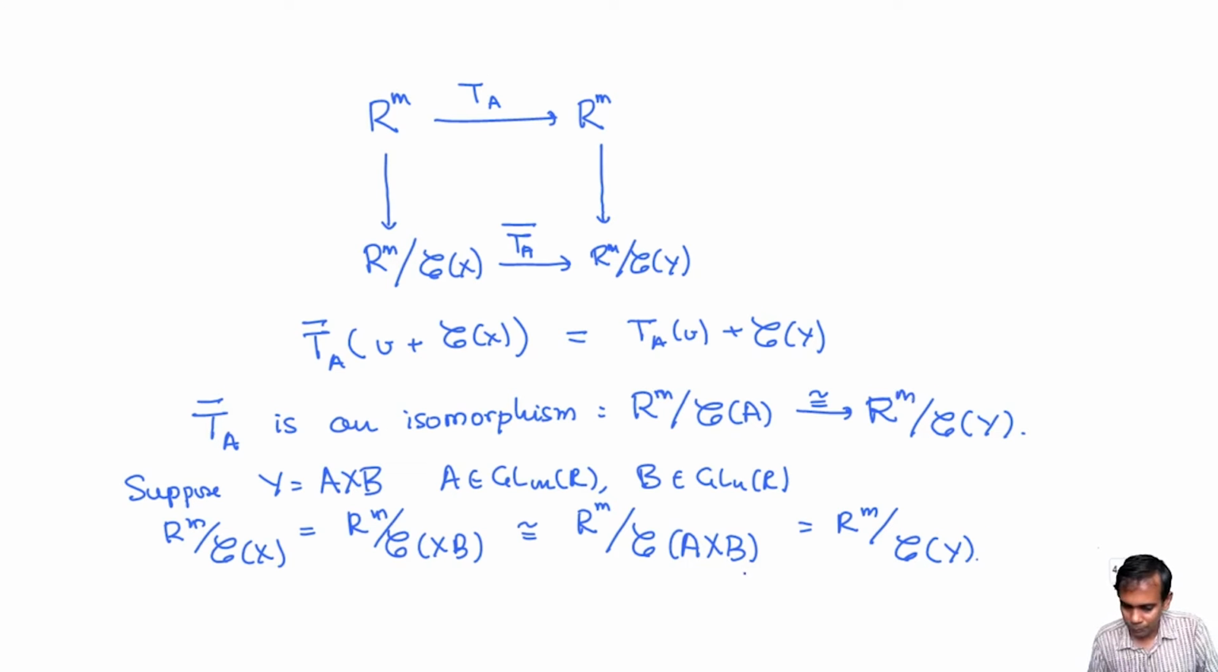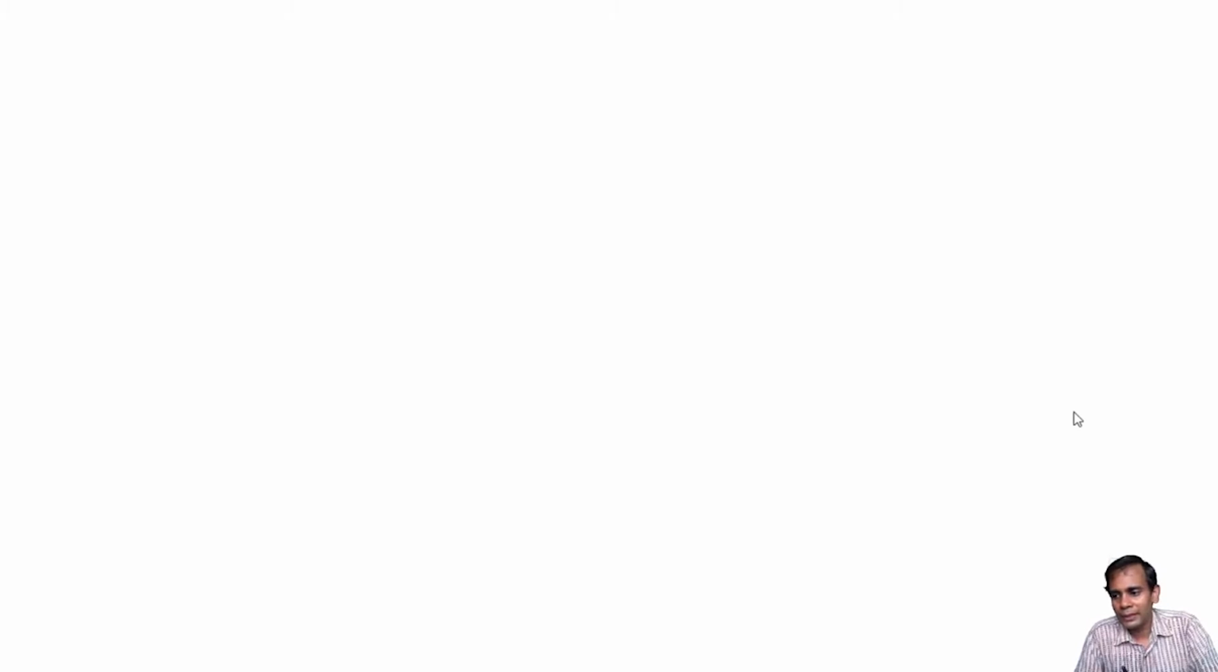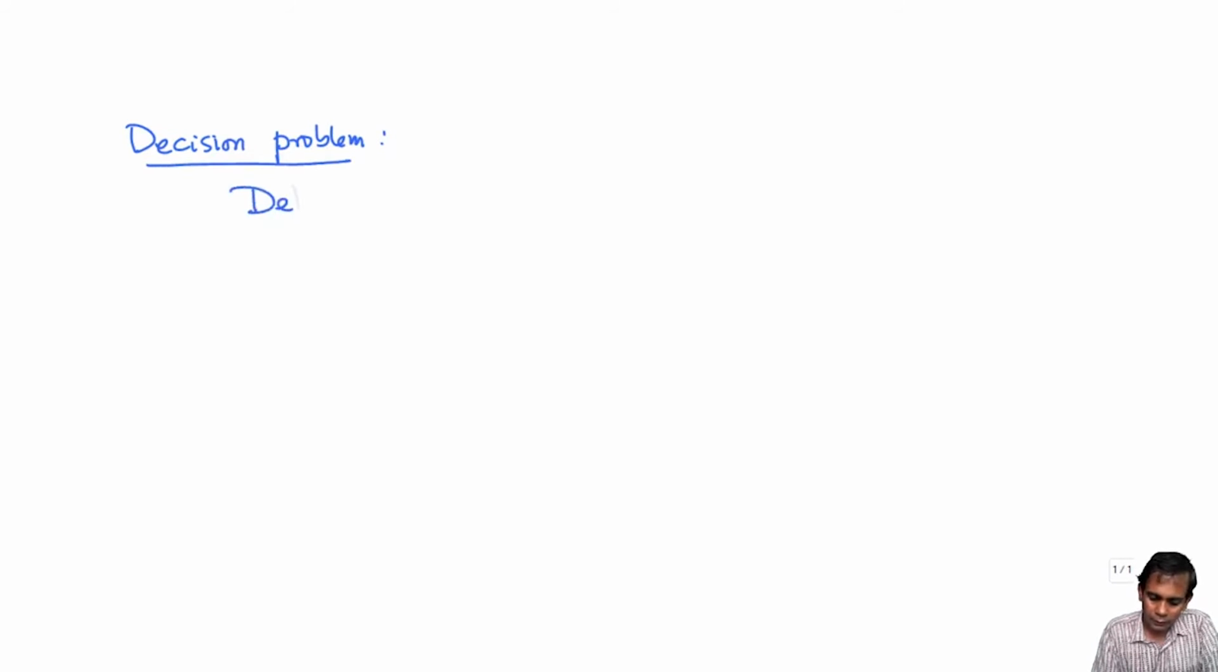That's it, that's done. So what we get is that if two matrices X and Y are equivalent, then when you think of them as matrices of relations, they define isomorphic R-modules. So if I give you two m by n matrices with entries in a ring R, how will you decide if they are equivalent or not? So this is a decision problem: determine if X is equivalent to Y.